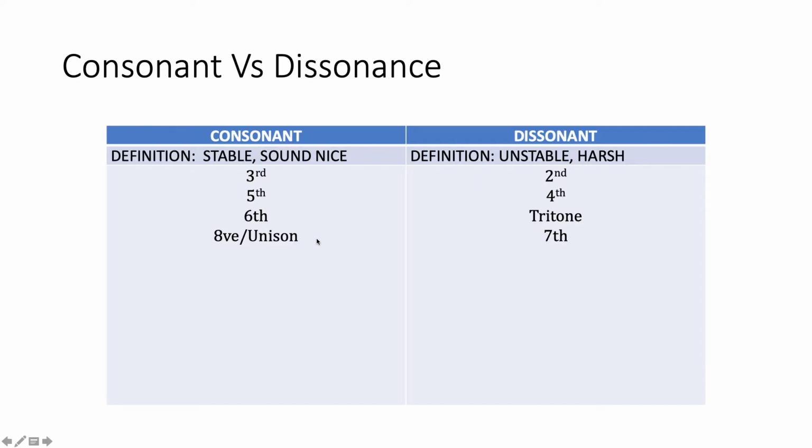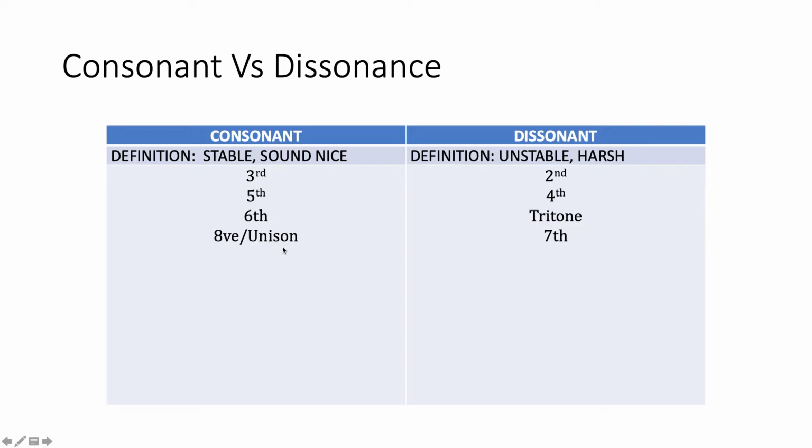To further our thinking, what we'll need to do is think about what consonant intervals are. So which intervals sound really stable and really nice, and the opposite of those, dissonant intervals, those intervals which sound unstable or harsh. Here we can say that thirds, fifths, sixths, octaves and unisons are all stable intervals.